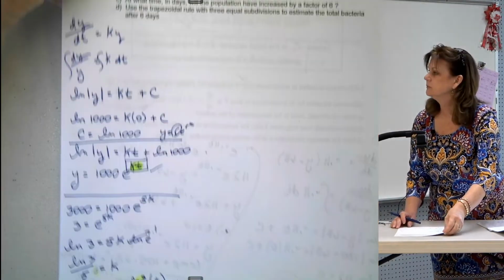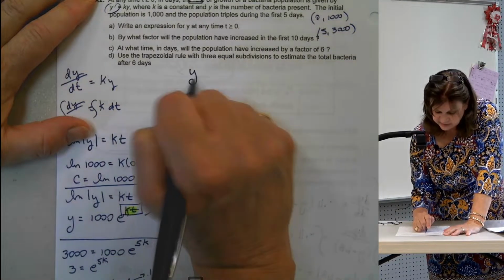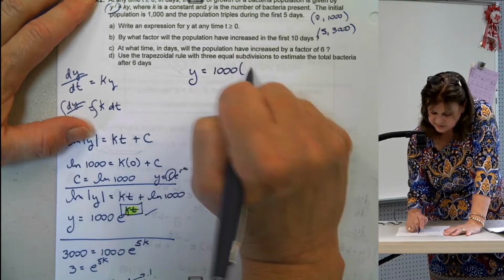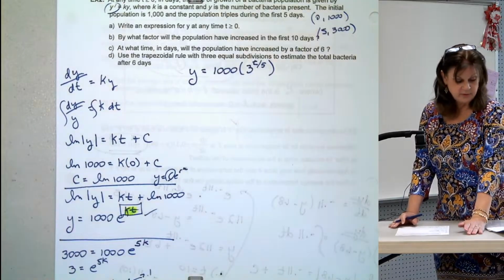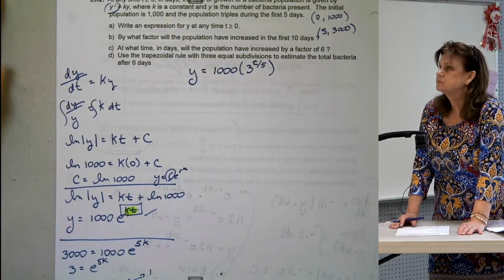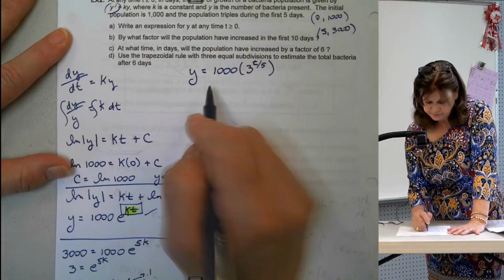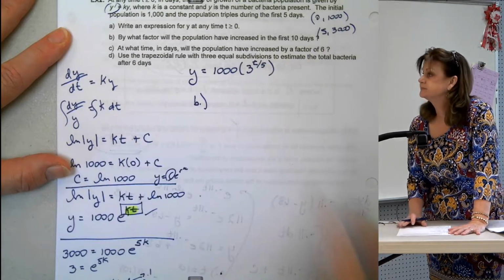Okay, so I'm going to bring this all up to the top. So now I know the expression for y is 1,000 times 3 to the t over 5 power. And there's A. Now, let's move on. It's kind of messy here, but that's all right. Let's move on to B.